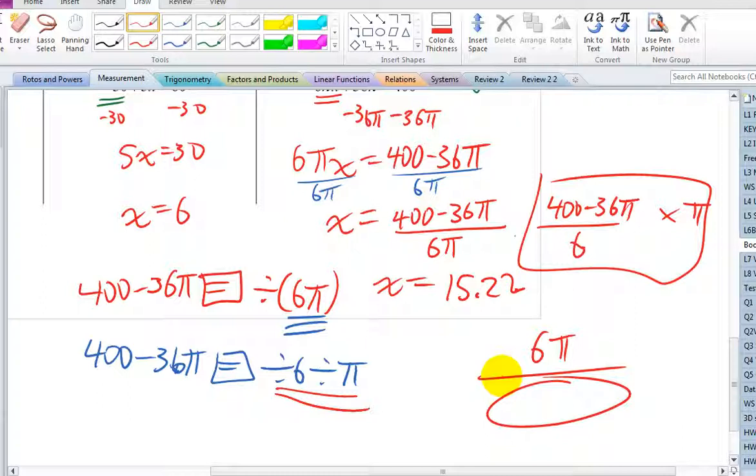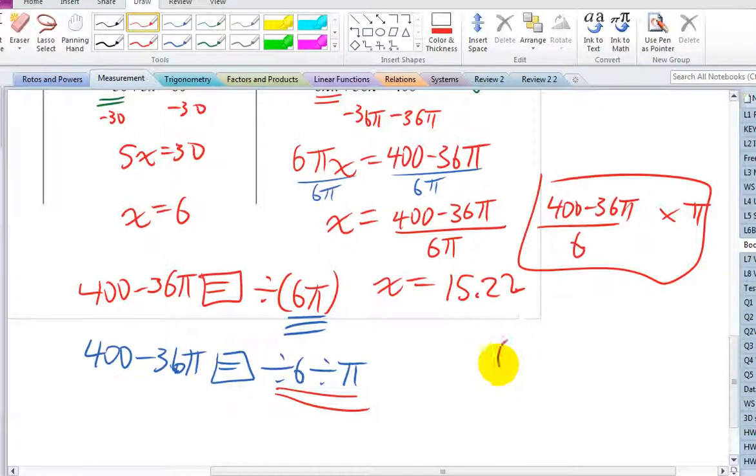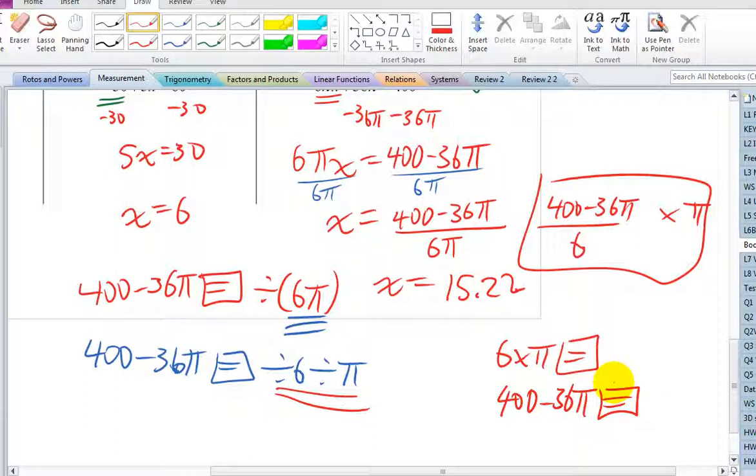Right now on your calculator, if you know how to really work it, you could go 6 times pi equals. Then you would go 400 minus 36 pi equals. No, you couldn't do it. Unless you did this in FG, put brackets around there, and then divide by, and then press your A and S button. You could do that in 2 steps like that.